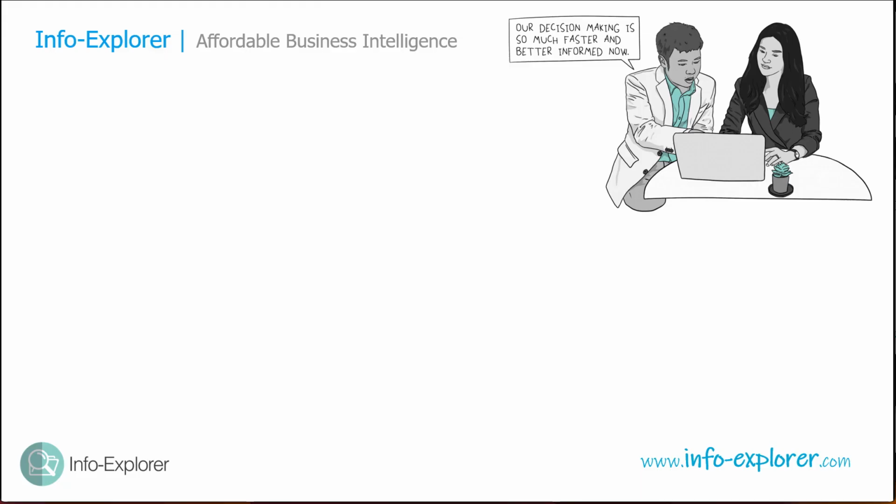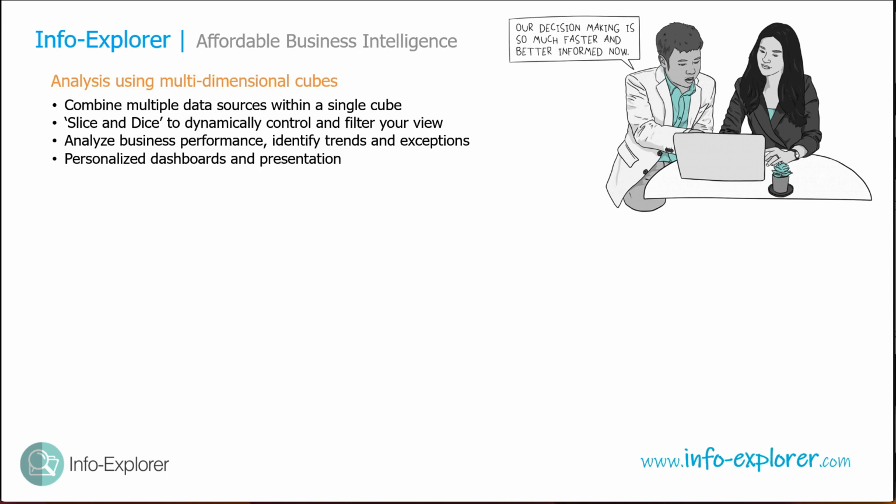We often compare Info Explorer to pivot tables, because you can analyze using your multi-dimensional cubes. You can combine multiple data sources within a single file. You can slice and dice to dynamically control and filter your views so that you can tailor your analysis by different perspectives, such as vendor and items, product code, warehouse, expected arrival date, year of the transaction. You can also include user-defined fields on vendors and items and purchases in the cube.